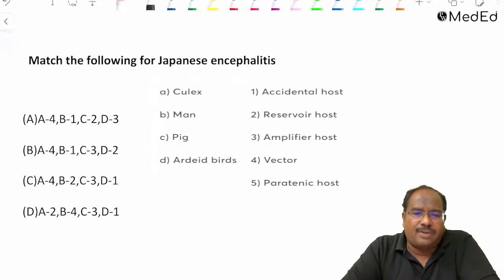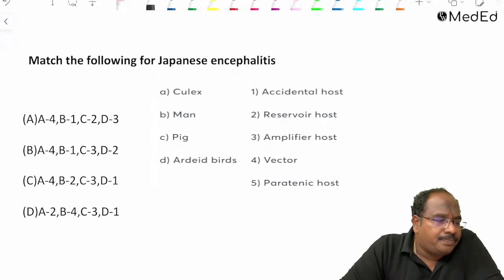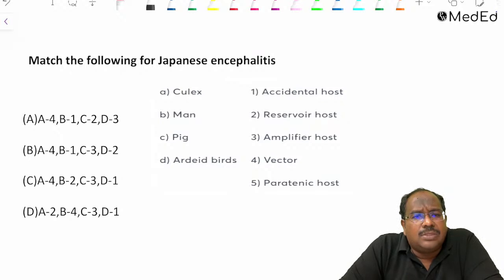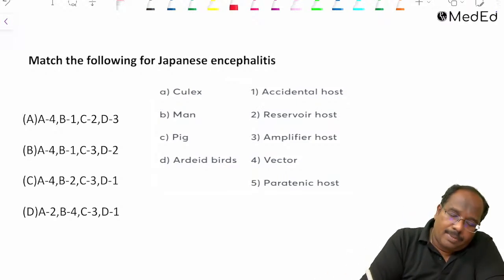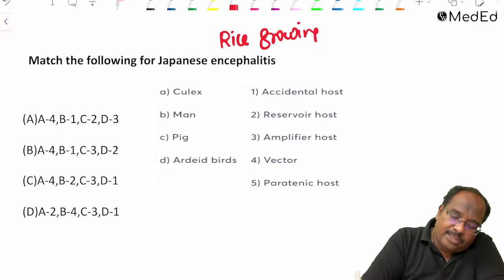These are straightforward questions. Answer it, guys. Okay, match the following. For Japanese encephalitis, JE, where is it common? JE is common in rice growing areas.